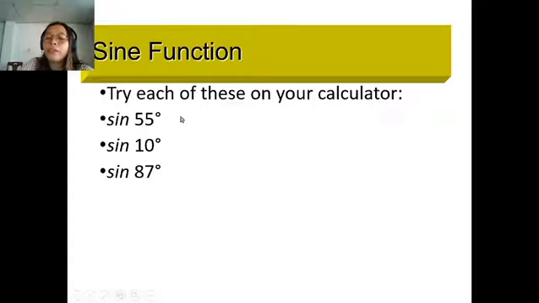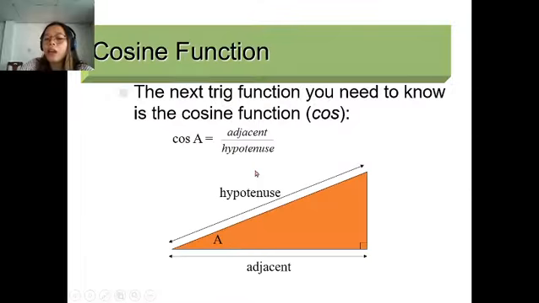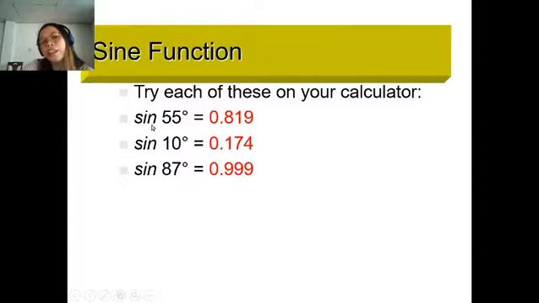You have sine 55 degrees, sine 10 degrees, and sine 87. Let's try. First, look on YouTube for how to convert your scientific calculator into degree mode. Then press sine and 55. It should arrive at the answers: sine 55 degrees is 0.819, sine 10 degrees is 0.174, and sine 87 is 0.999. So this is just the basic trigonometry functions.